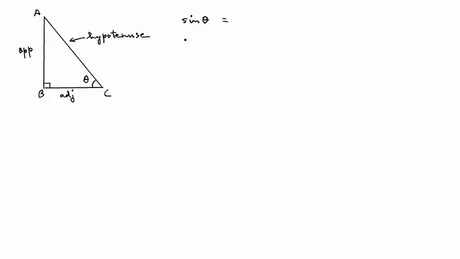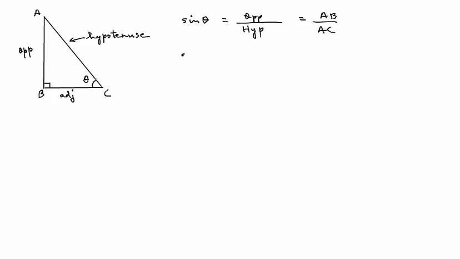Now let's define a function called sine theta, the sine of this angle C, and that is defined as the length of the opposite, OPP, over the length of the hypotenuse. I'm going to write HYP in short. So for this triangle, sine theta is going to be the length of AB over the length of AC.